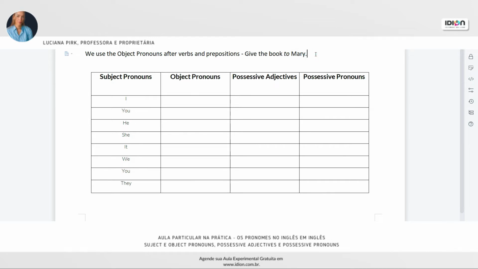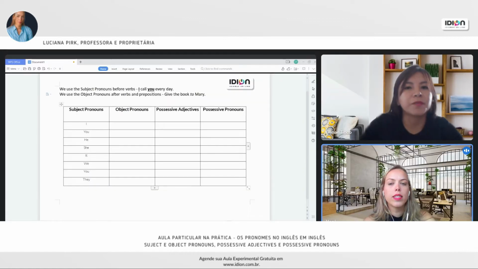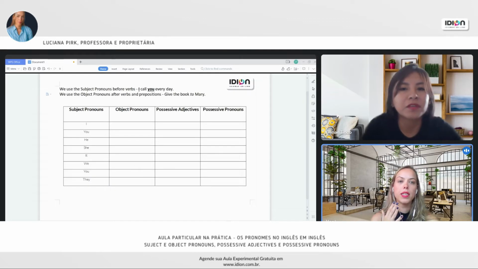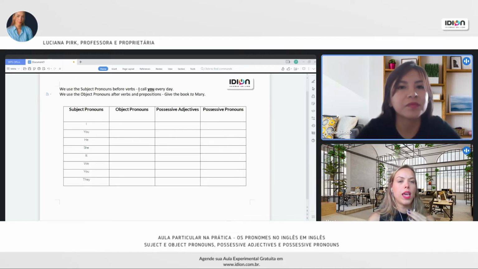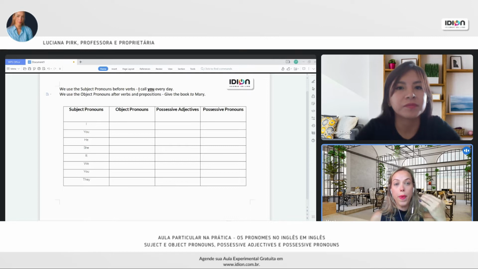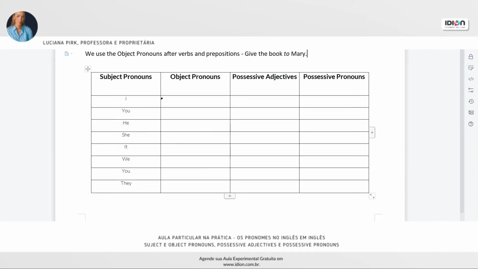If I don't want to say give the book to Mary, I have to use an object pronoun instead of Mary. And that's where some people make mistakes, because they say give the book to she. For example, they substitute Mary here with a subject pronoun. But it has to be the object pronoun and not the subject. So let's see what they are. Do you know what the object pronoun for I is?